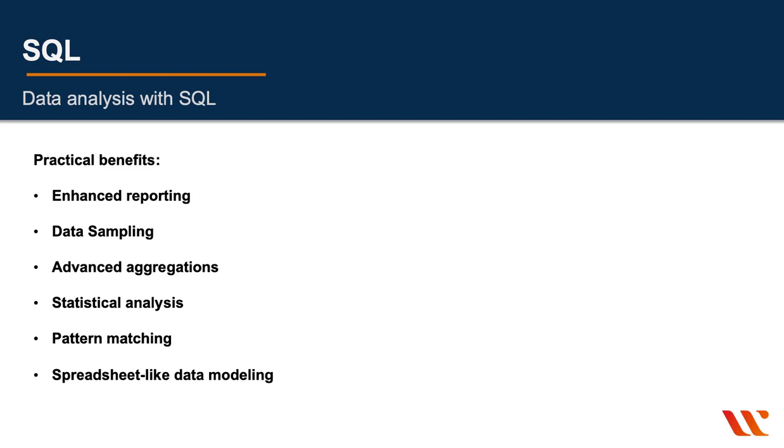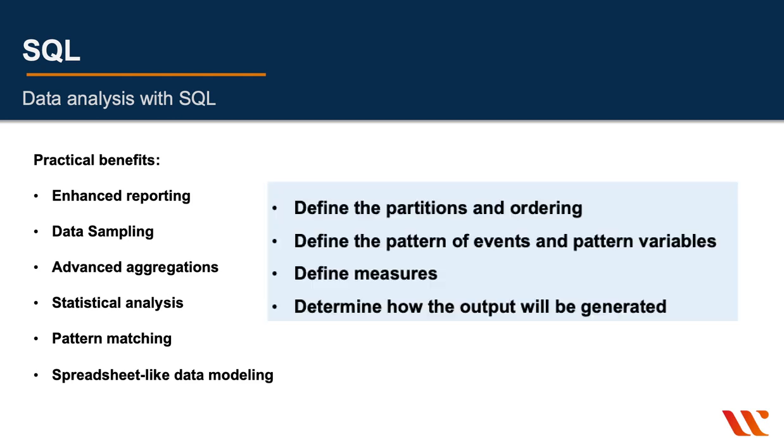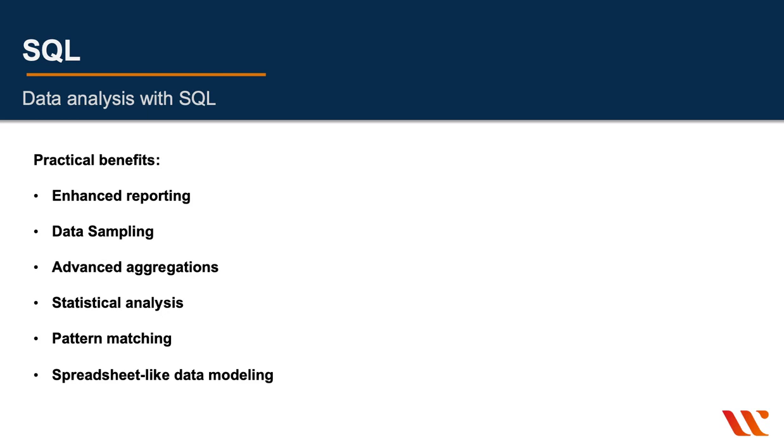There are 4 basic steps for building a match recognize clause. You can define the partitions and ordering needed to identify the pattern encapsulated within the stream of events, and define the pattern of events and pattern variables identifying the individual events within the overall pattern. Define and measure outputs, which are the source data points, pattern data points, calculations, and aggregates related to a pattern. And finally, determine how the output will be generated. So this is almost like a data pipeline. So we are analyzing a data pipeline with streaming data here.